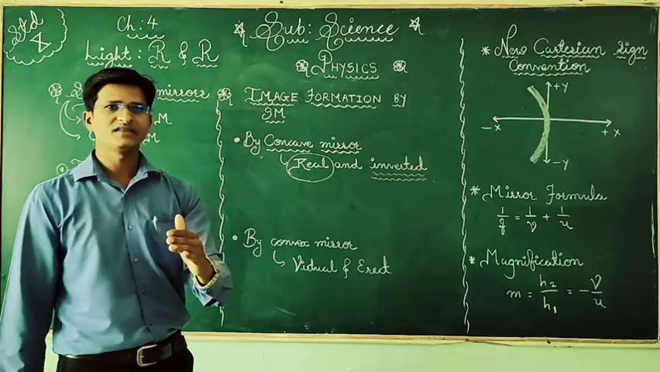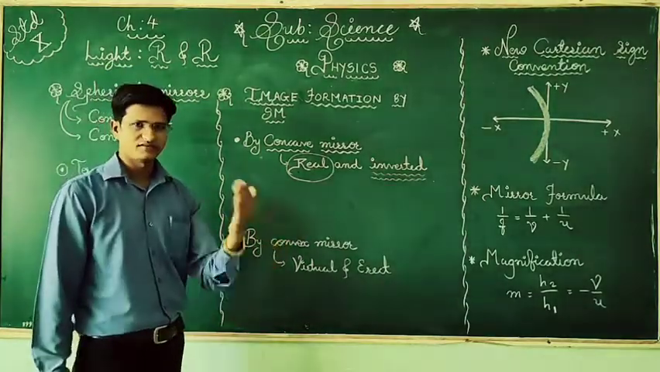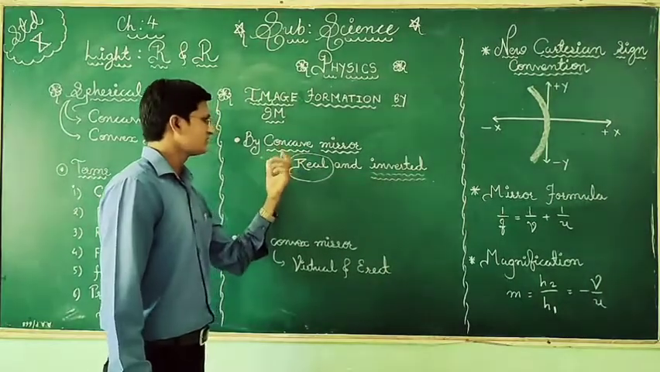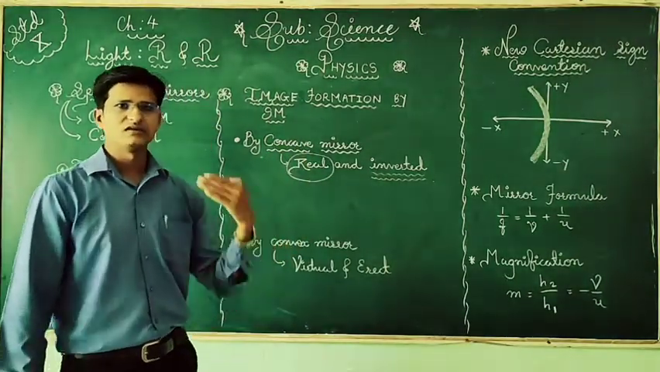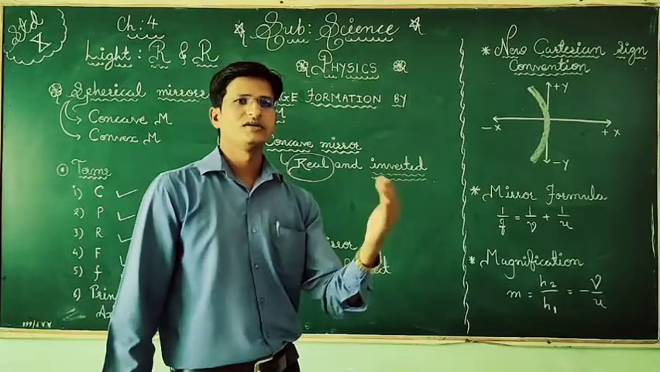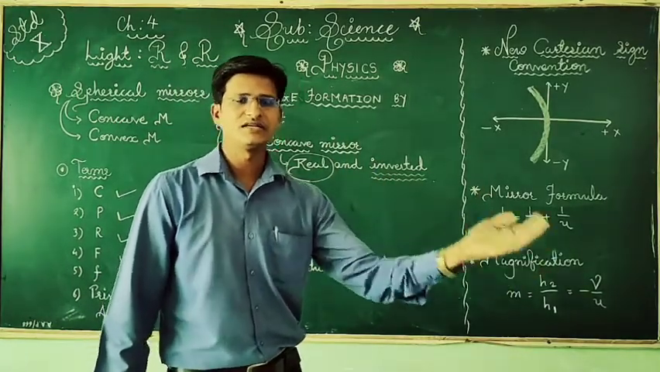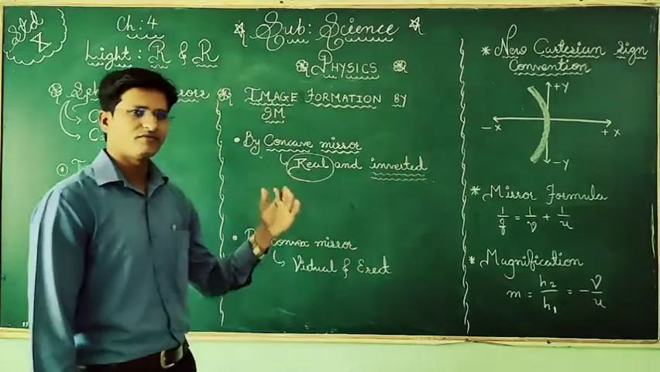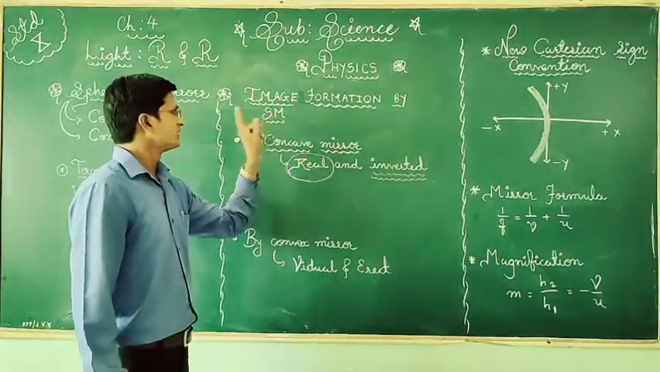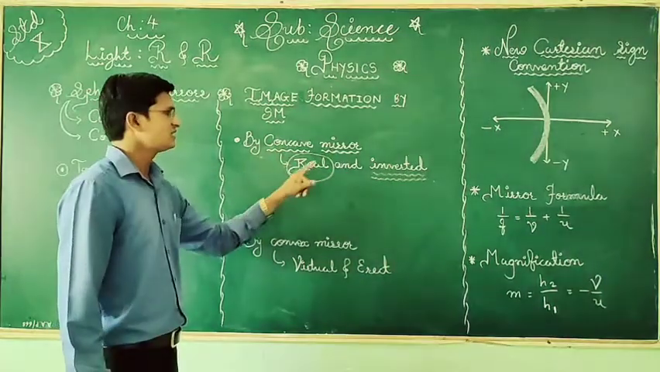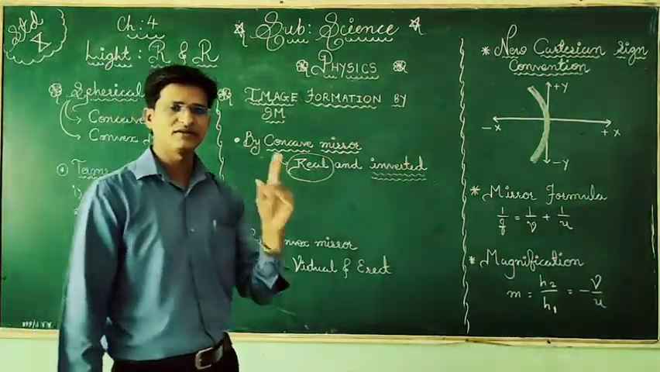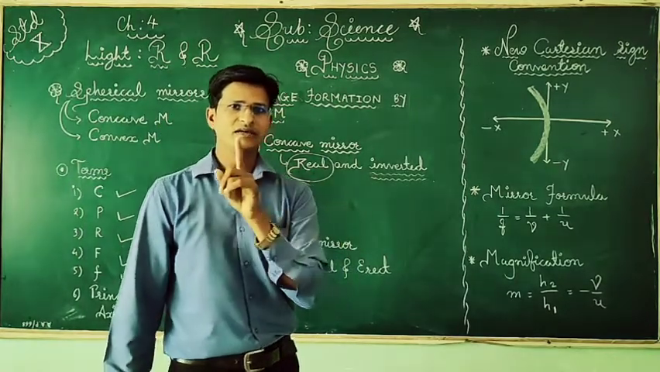Okay, so according to the position, we will also see this at particular distances. At some distance the image will be near F, the principal focus. At some distance it will be at infinity. What type of image will form, we will see everything. But what is common? In the concave mirror, the image formed is real and inverted. I am repeating, real and inverted.